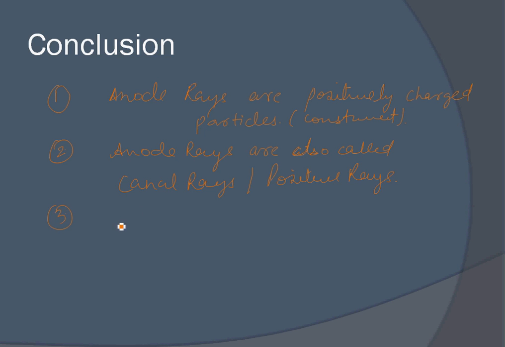Third, we also understood that the proton has the relative mass, that is 1.6 into 10 to the power minus 24 grams, and the proton with the relative charge is equal to positive 1, or we can also say that the charge of the proton is positive 1.6023 into 10 to the power minus 19 coulombs, right?